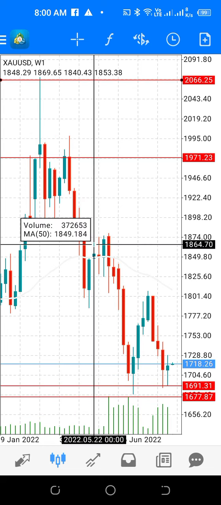Since there are lots of rejections here in the daily, this one is a rejection, meaning there is resistance here that needs to be broken before we can say that it will reach this level. So these are also the resistance here and here.